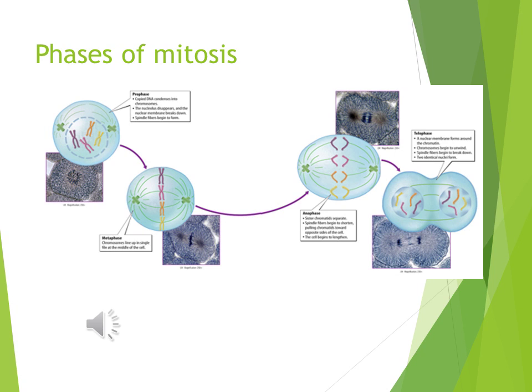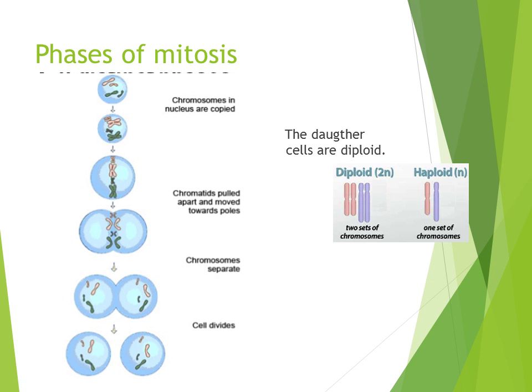And fourth, telophase. A nuclear membrane forms around the chromatin. Chromosomes begin to unwind. Spindle fibers begin to break down. Two identical nuclei form two diploid cells. Diploid is related to two sets of chromosomes.